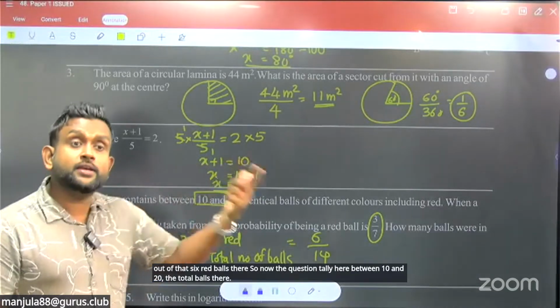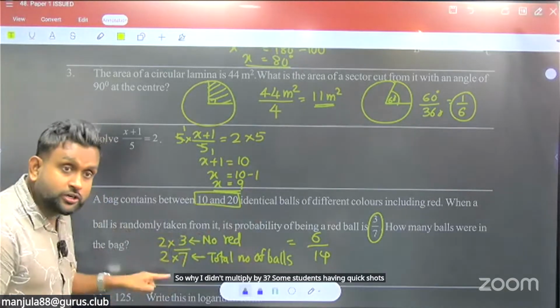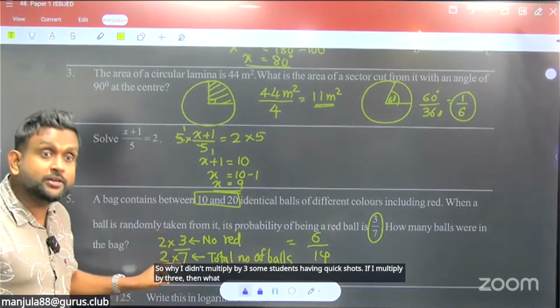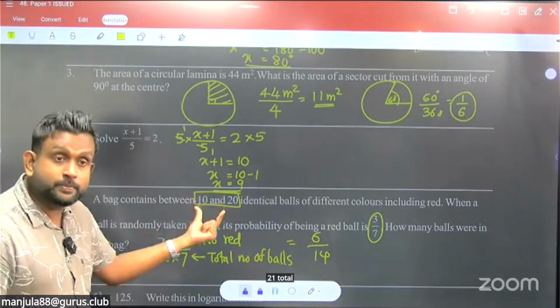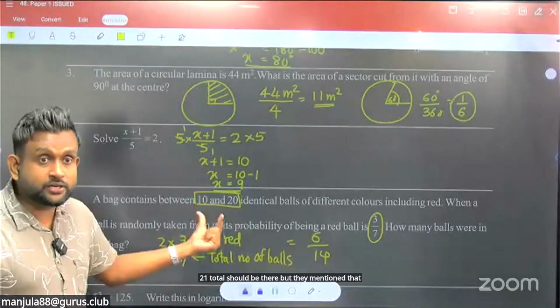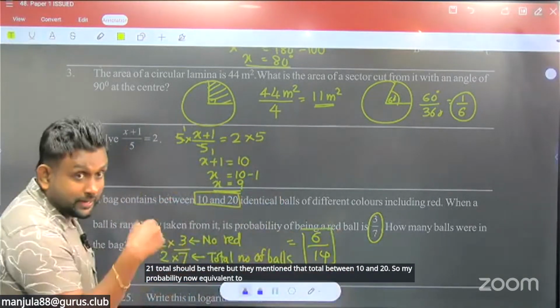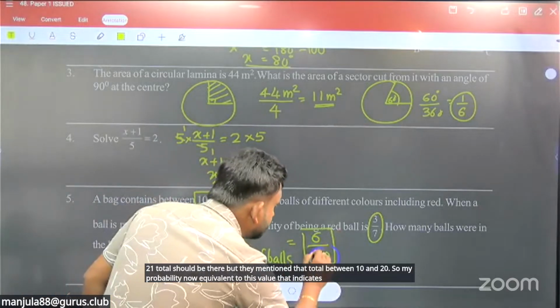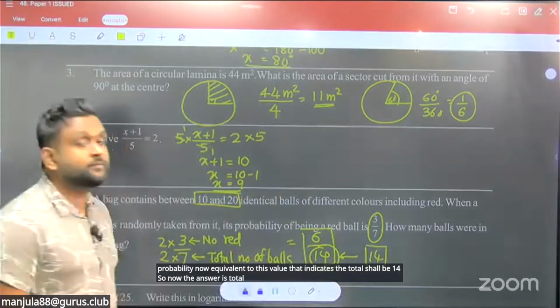So why didn't I multiply by 3? Some students have questions. If I multiply by 3, then what happens? 3 into 3 is 9, 3 into 7 is 21. The total would be 21, but they mentioned that the total is between 10 and 20. So my equivalent probability indicates the total is 14. So the answer is: the total number of balls is 14.